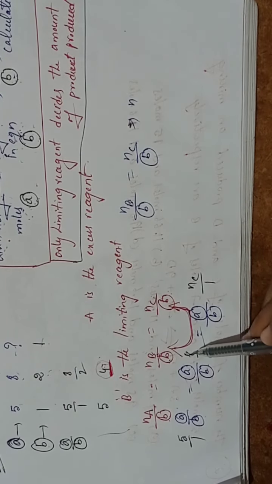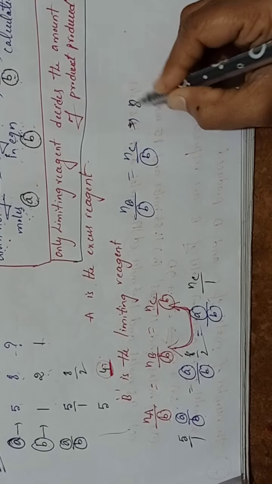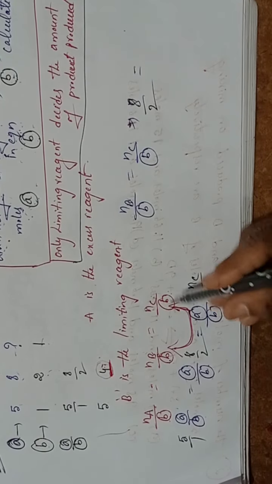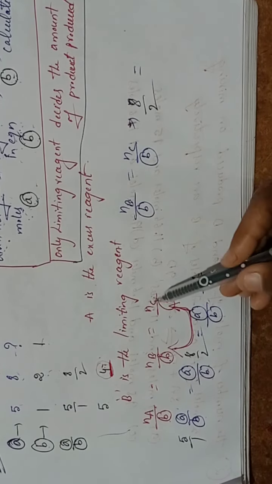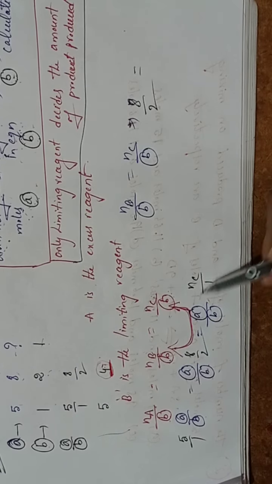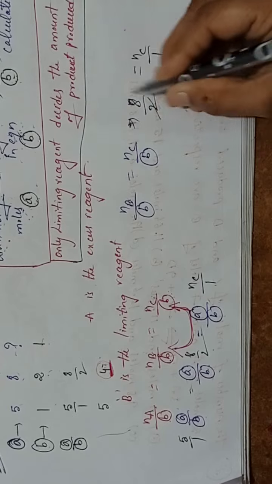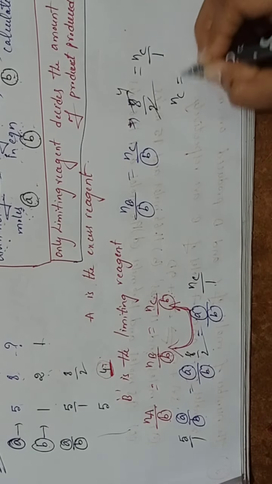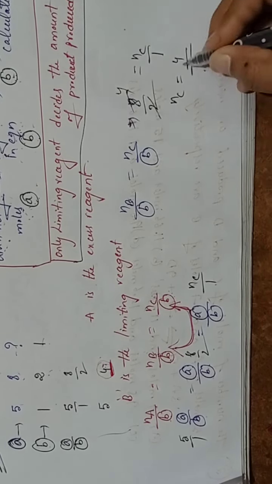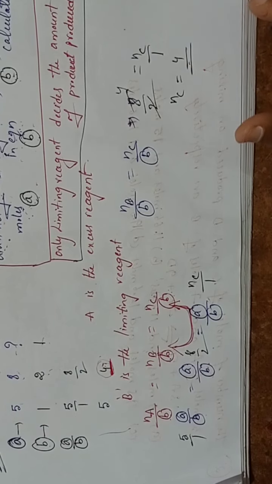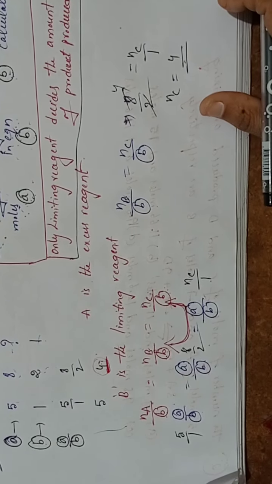NB is how much, students? 8 by 2. So I am taking 8 by 2 is equal to NC by B. NC by B is nothing but NC by 1. Clear? Now we have to find how many moles of C. The number of moles of C is equal to 4 moles. Clear this one?